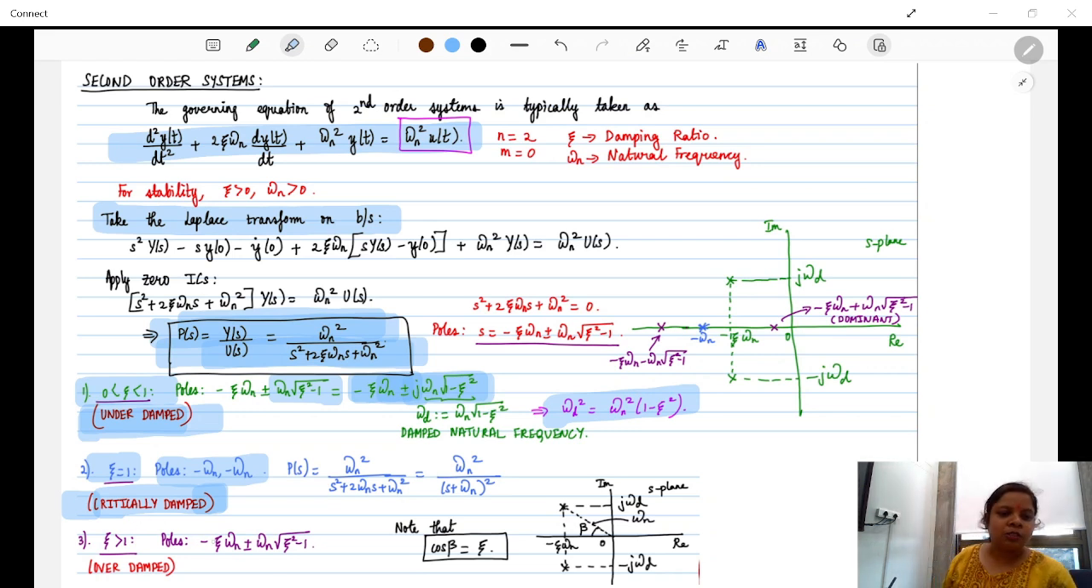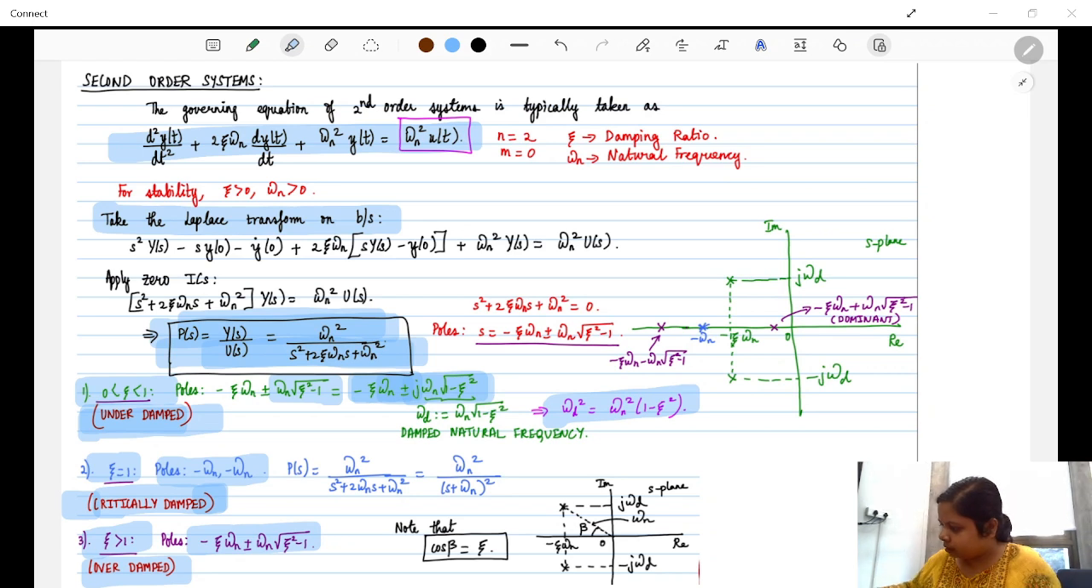Another case is when the system is overdamped. Overdamped means zeta is greater than 1. So you see, we are increasing the damping ratio. In the first case, zeta is small, which means we are not having much damping. Zeta equal to 1 means we have increased the damping. Zeta greater than 1 means we have increased the damping a lot. And the poles here are as follows. Okay, so these are the cases that we are supposed to cover.